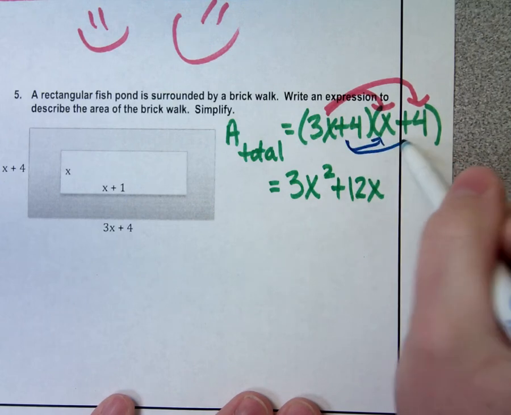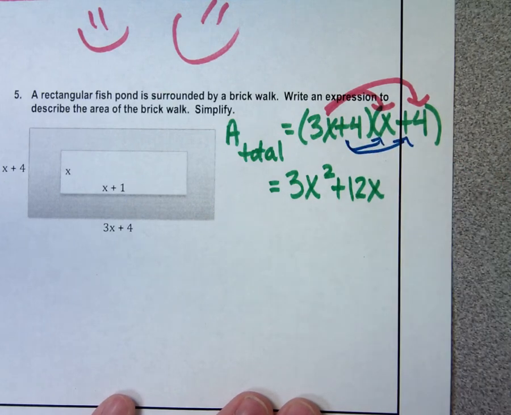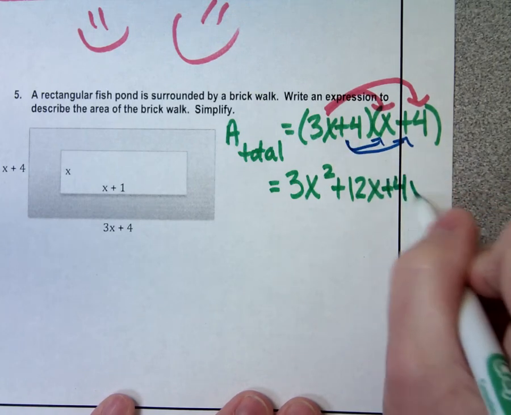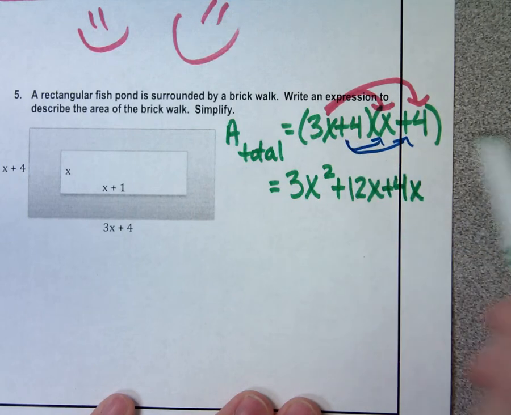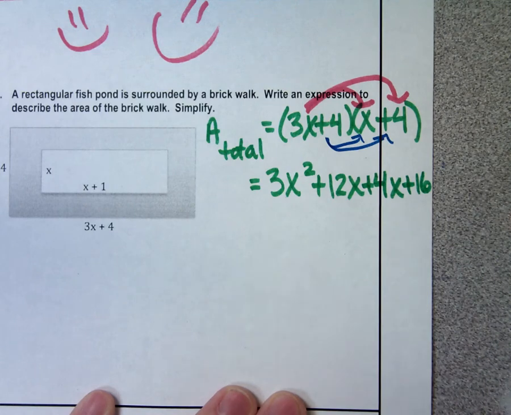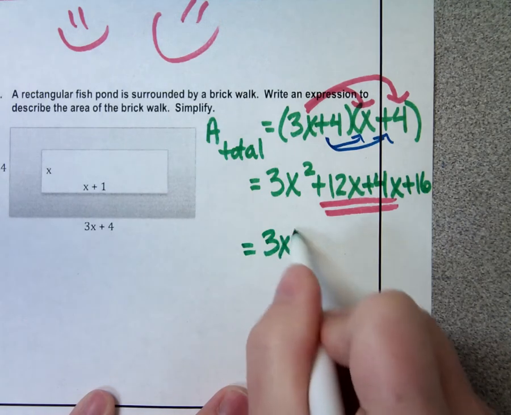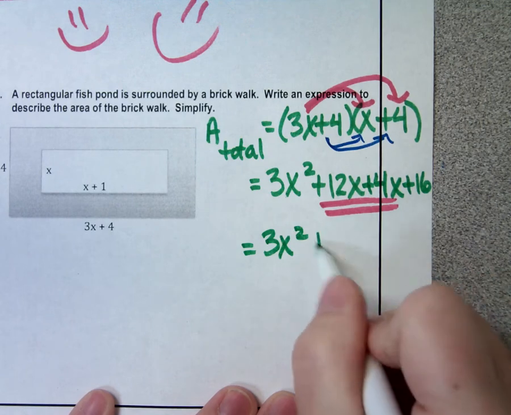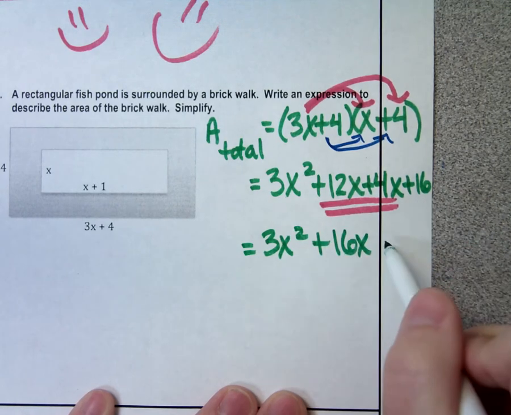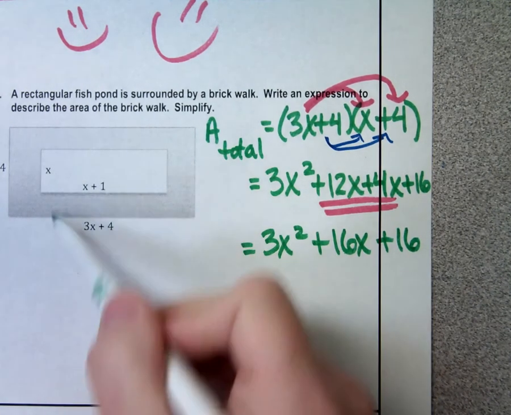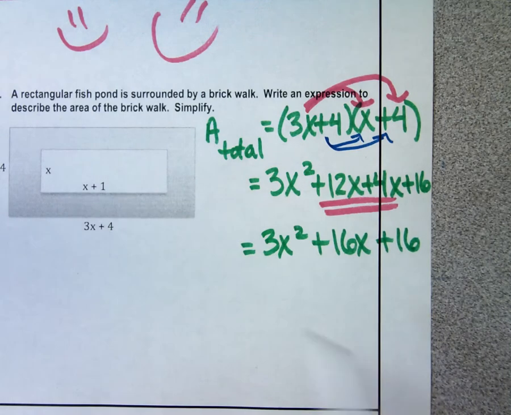Now we need to distribute the 4 with everything in the back set of parentheses. So how much is 4 times x? 4x. It is positive, so make sure you put the plus. And how much is 4 times 4? 16, and it is positive, so make sure you put the plus. All right, let's combine these like terms. So the 3x squared is going to drop down. What do you get if you combine 12x plus 4x? 16x. And then I just drop down the plus 16. Okay, so that's the area of this whole big rectangle, but that's too much area.